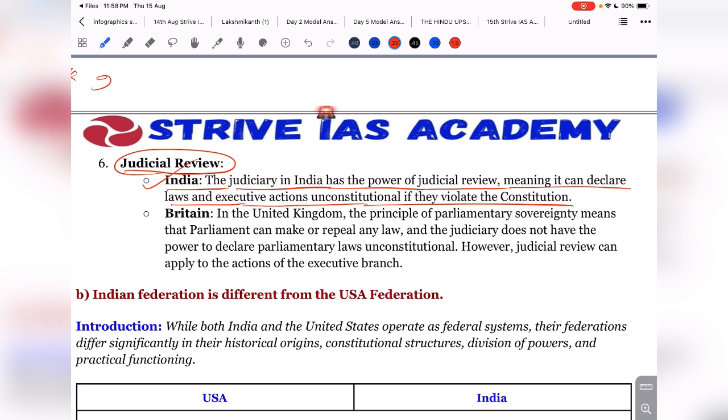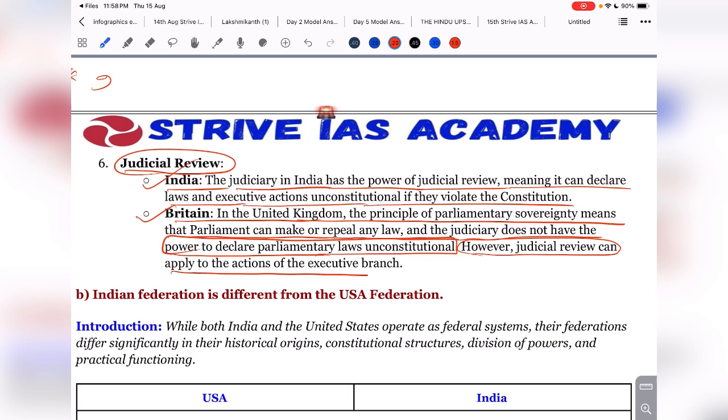But in case of Britain, the United Kingdom, the principle of parliamentary sovereignty means that parliament can make or repeal any law, and the judiciary does not have the power to declare a parliamentary law as unconstitutional. So the judiciary cannot declare any act of parliament as unconstitutional. However, judicial review can apply to the actions of the executive. That means the actions of government servants and ministers are subject to judicial review, but parliament's laws are not subject to judicial review. Okay.